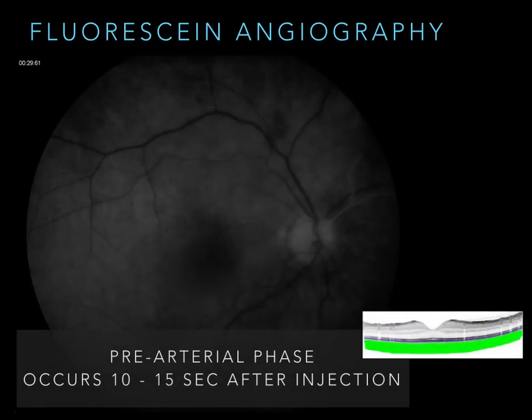All right, we're going to kind of go through really briefly the different phases. You got your pre-arterial phase, which is 10 to 15 seconds after injection. You start to get a choroidal flush. And I've kind of highlighted over here with OCT where the fluorescein is right now. Now, this guy is actually not normal.